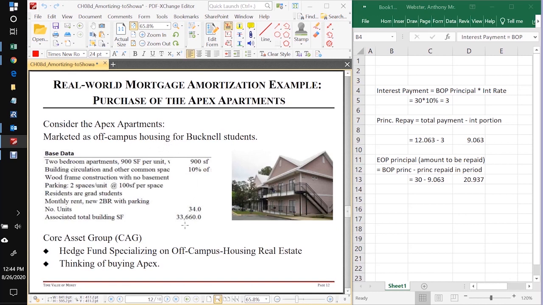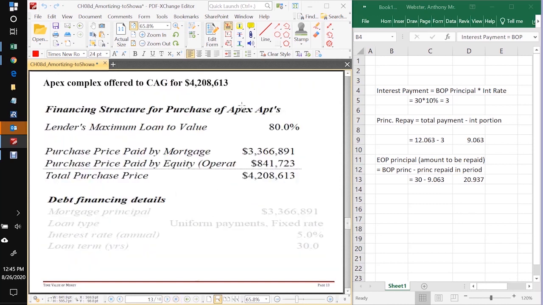So this is a housing complex near Bucknell, and this is something they were thinking of purchasing, and we have some of the basic data here. There are 2-bedroom units, 900 square feet per unit, et cetera. Total square footage, 33,000. And the group doing this is called Core Asset Group, and let's see how this works.